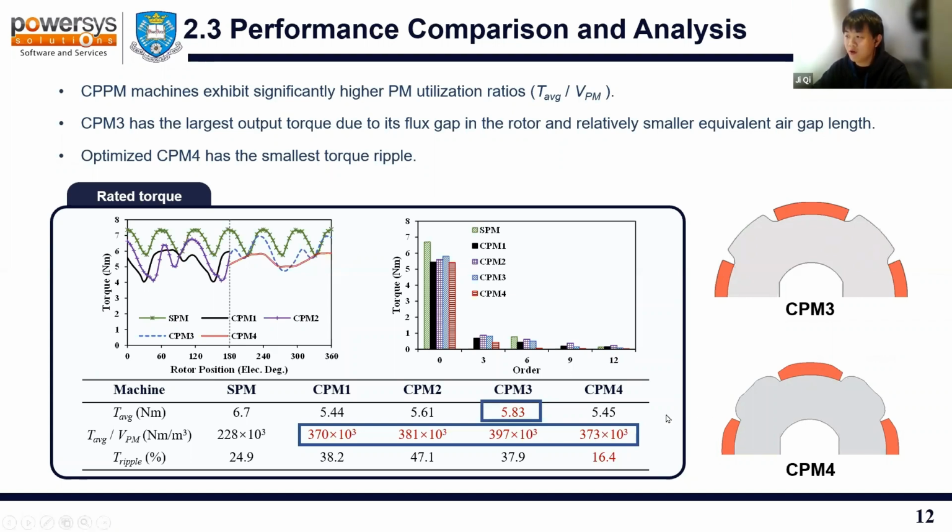For the CPM4, the optimized CPM4 with the symmetrical pole shape has the smallest torque ripple. And shown on the right side, it is obvious that for the optimized CPM4, we have different pole shapes for the north pole and the south pole, or I mean the magnet pole and the iron pole. So that validates the analysis.